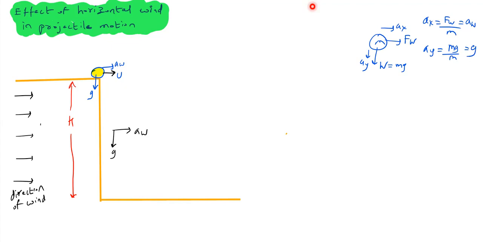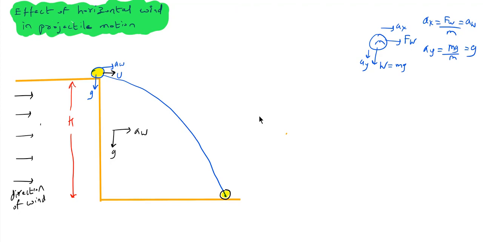So what about the wind? The wind will impart horizontal acceleration. Let me call that AW. What about AY? AY is due to the weight of the particle, there will be an acceleration. Now, due to the horizontal acceleration as well as the weight, the ball or particle, whatever it be, different objects it can be, provided the size of the object is small enough.